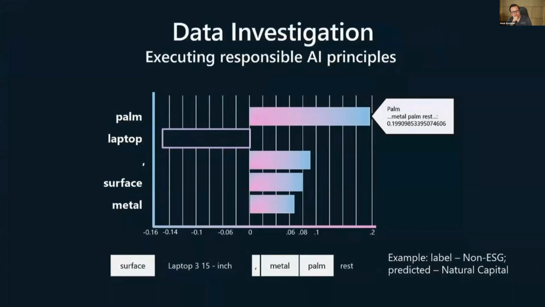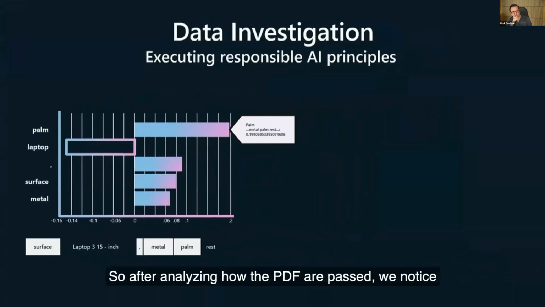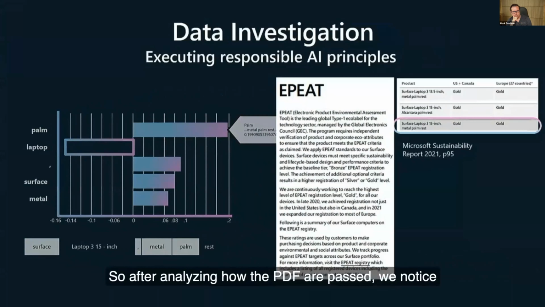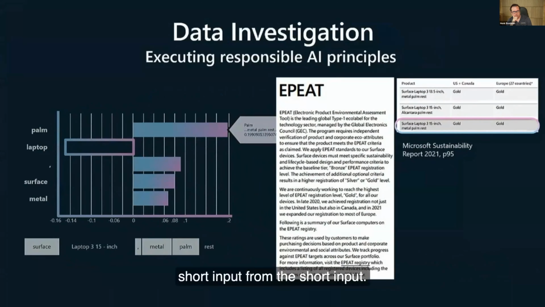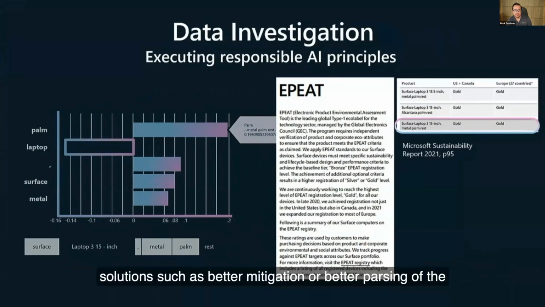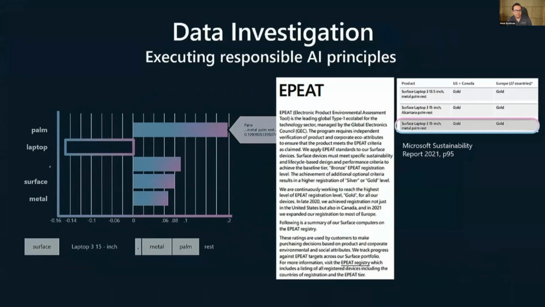After analyzing how the PDFs are parsed, we noticed that the text parser separates the important text from the short input. For example, here the short input text is coming from a table, while the important context about the EPID is not part of it due to page layout. This finding would prompt us to come up with solutions, such as better mitigation or better parsing of the tables and the figures to preserve the context, or you can also use the image classifier first.